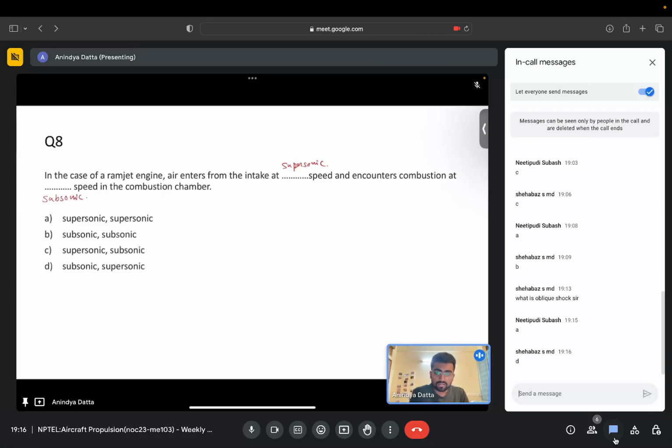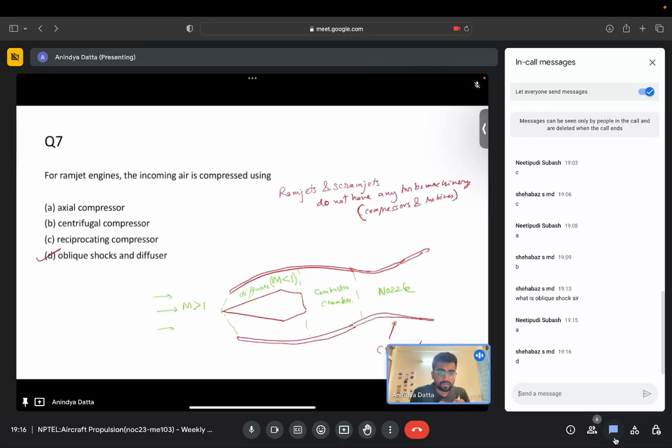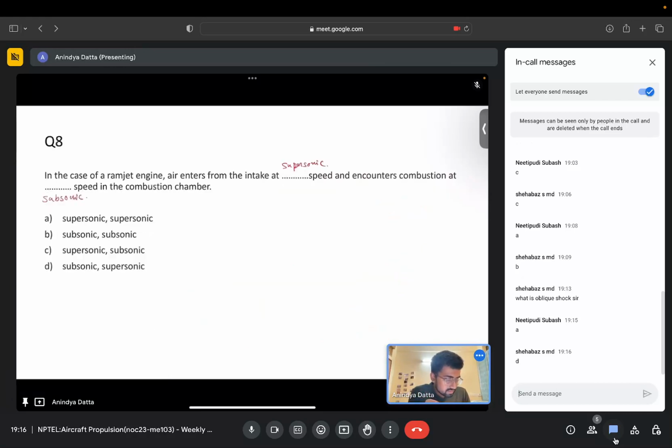D is obviously not it. At intake the speed is supersonic, that is for sure, because ramjet engines are used for supersonic flights. So at intake the flow Mach number is greater than 1. After that it gets shock systems. We have this, then we also have a normal shock here, it depends on the intake design. Then we have the diffuser. So ultimately when it reaches the combustion chamber, the flow Mach number is less than 1. So the correct answer is option C. It enters the intake at supersonic speed and combustion happens at subsonic speed.